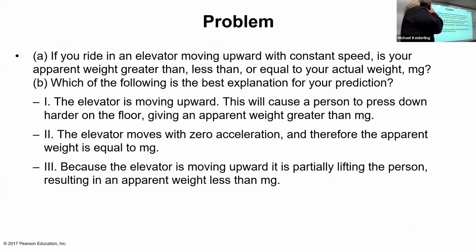So if you ride in an elevator moving upwards with constant speed, will your apparent weight be less than, greater than, or equal to your actual weight, mg? What do people think? You're in an elevator moving upwards at constant speed. Will it be 1, the elevator is going upwards. This will cause a person to press down harder on the floor, giving an apparent weight greater than mg. 2, the elevator moves with 0 acceleration, and therefore the apparent weight is equal to mg. Or 3, because the elevator is moving upwards, it's partially lifting the person, resulting in an apparent weight less than mg. Which of these do you think is correct?